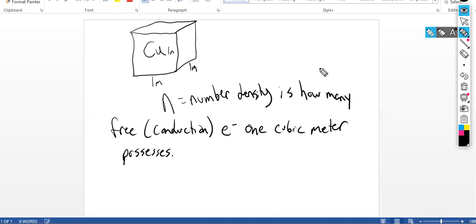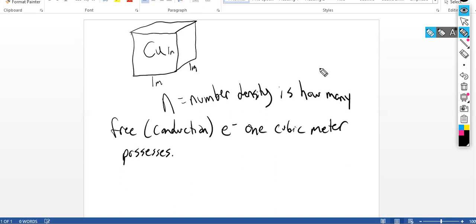That's what really characterizes metals as being good conductors: how they share their electrons, and how tightly the electrons are held in each atom. Number density is just a way to quantify that, to do experiments to say, hey, copper has this many conduction electrons per cubic meter.